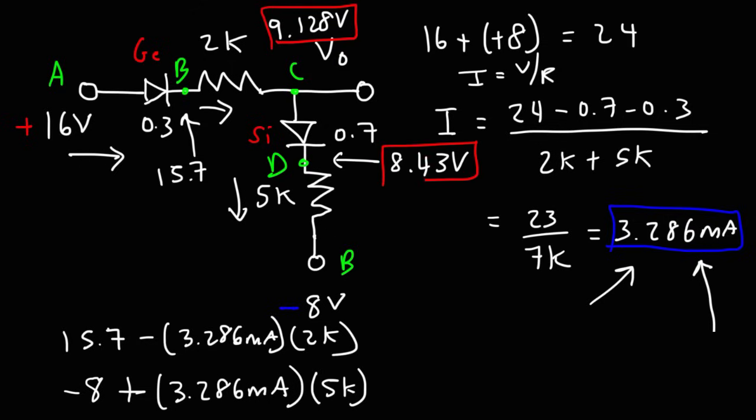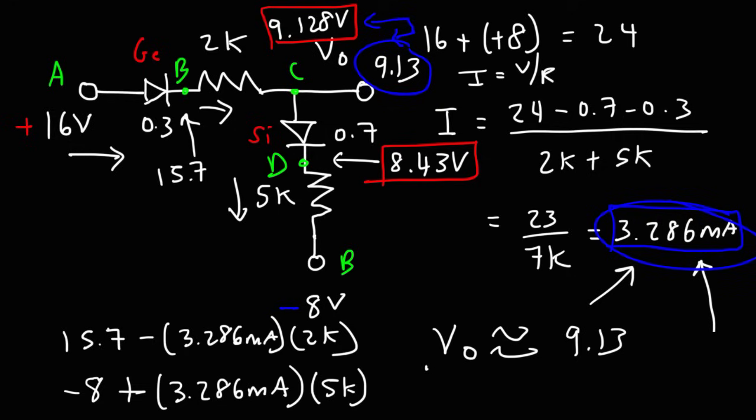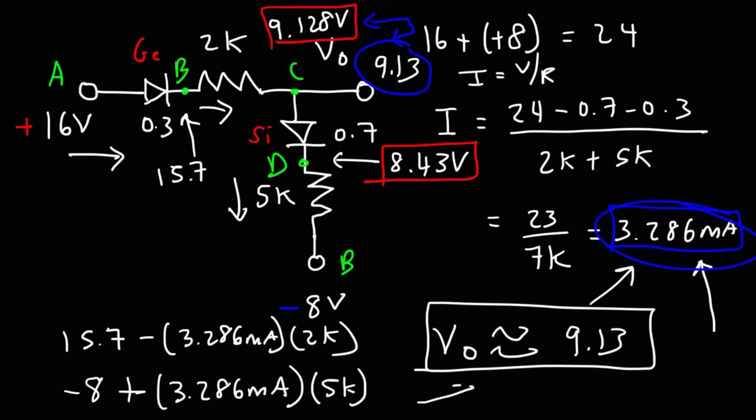Now to get the potential at point C, we need to add these two numbers. So 8.43 plus 0.7 gives us 9.13. These two answers are approximately the same. The difference is due to the rounding that I've made with this current value. So we could say that the output voltage is approximately 9.13 because both numbers round to that value. So that's it for this particular problem.